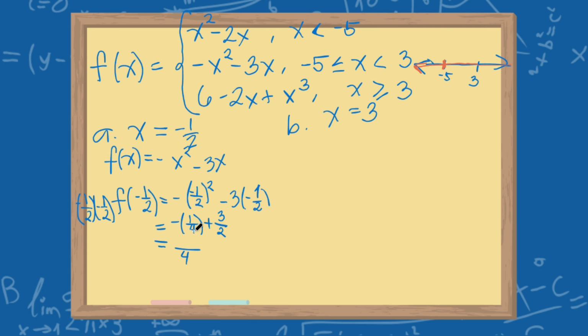4 divided by 4 is 1 times negative 1 is negative 1. Plus 4 divided by 2 is 2 times 3 is 6. So we simplify. Negative 1 plus 6 is 5/4. So that is your f of negative 1/2.